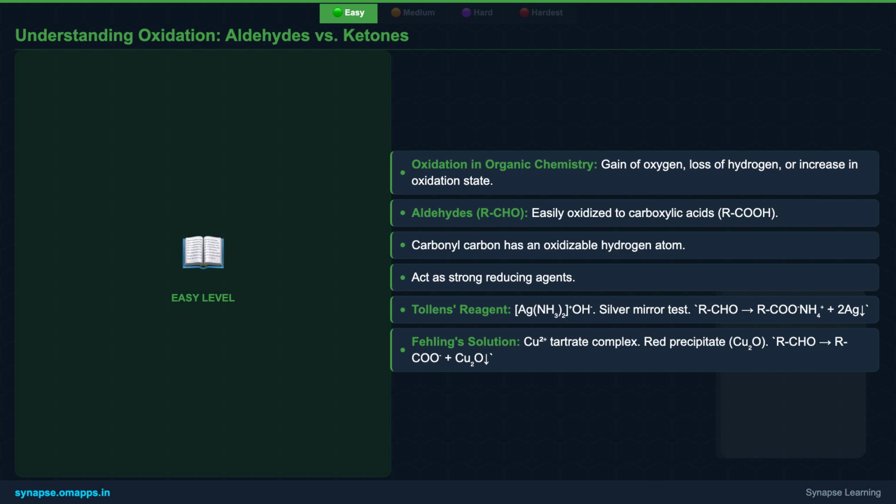Aldehydes, with their unique hydrogen on the carbonyl, are easily oxidized to carboxylic acids. Think of them as eager electron donors, making them strong reducing agents. We use mild reagents like Tollens reagent, which gives a silver mirror when an aldehyde is present, or Fehling's solution, which turns into a red precipitate. These are classic tests to spot an aldehyde in a crowd.